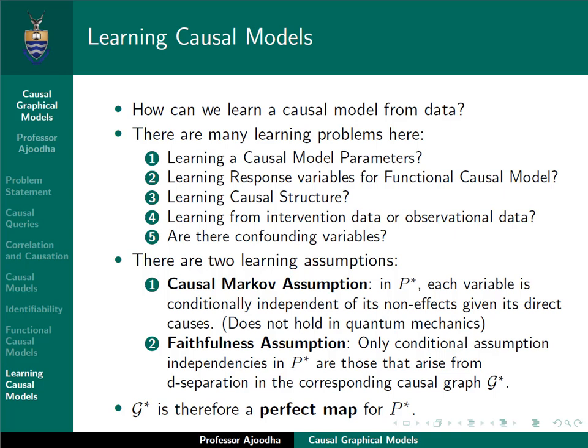Okay, and then the faithfulness assumption: the only conditional independencies in the true distribution are those that arise from d-separation in the corresponding causal graph G star. So this really means that the structural assumptions made in G star are faithful to what's actually going on in the true distribution P star. In other words, G star is a perfect map for P star. If you forgot what that means, you can go back to the lecture on Bayesian networks. It fully captures all of the independencies in the underlying distribution P star.